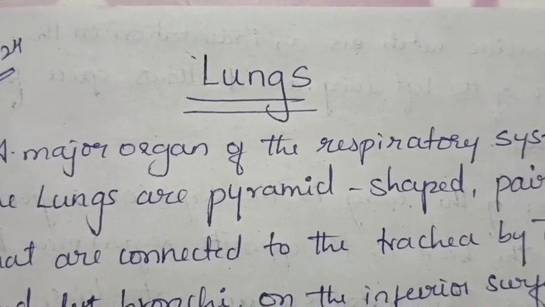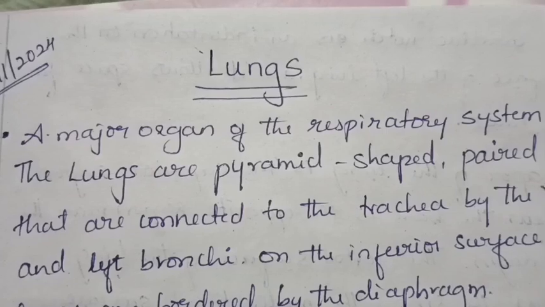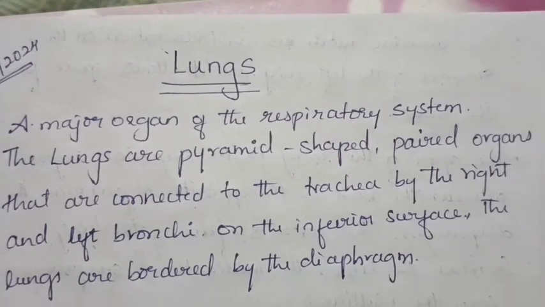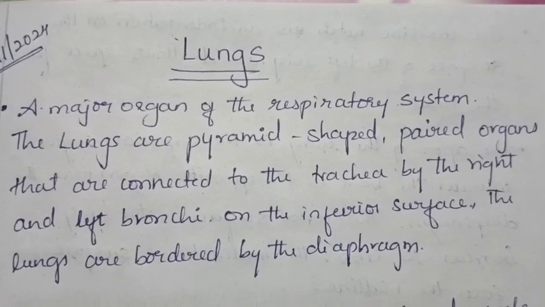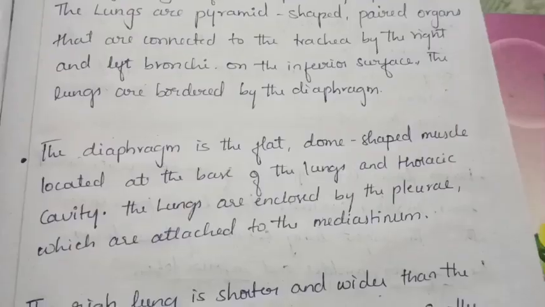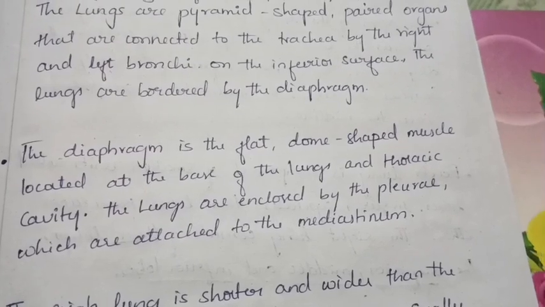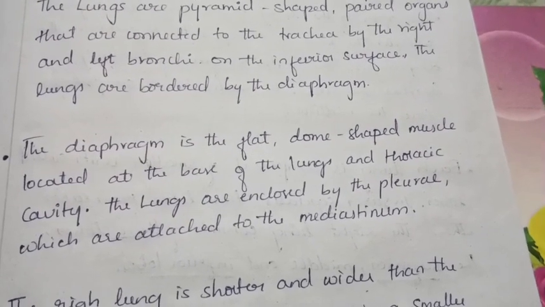Today we are going to study the lungs, a major organ of the respiratory system. The lungs are pyramid-shaped paired organs that are connected to the trachea by the right and left bronchi. On the inferior surface, the lungs are bordered by the diaphragm. The diaphragm is a flat, dome-shaped muscle located at the base of the lungs and thoracic cavity.